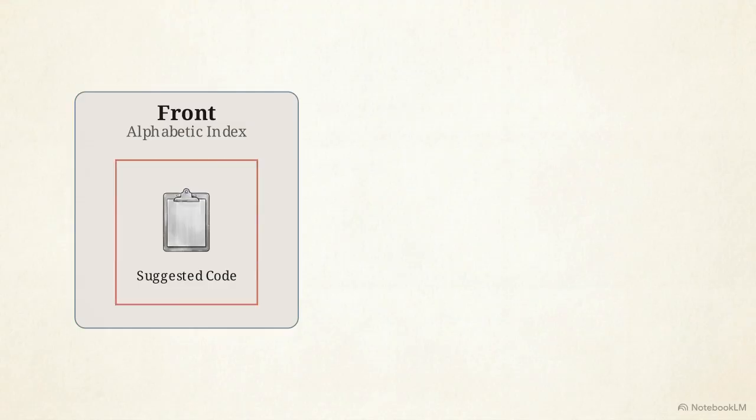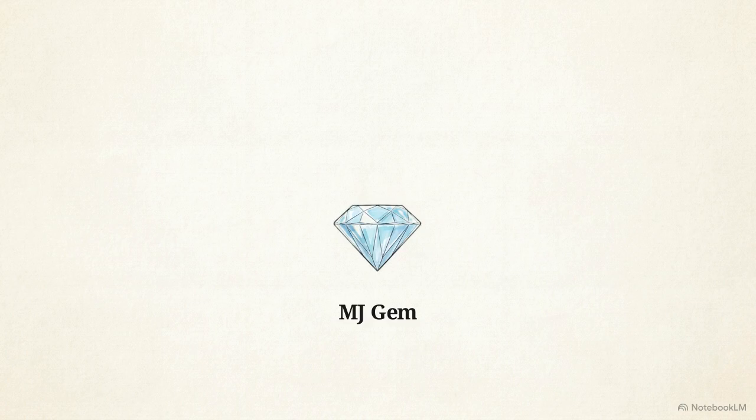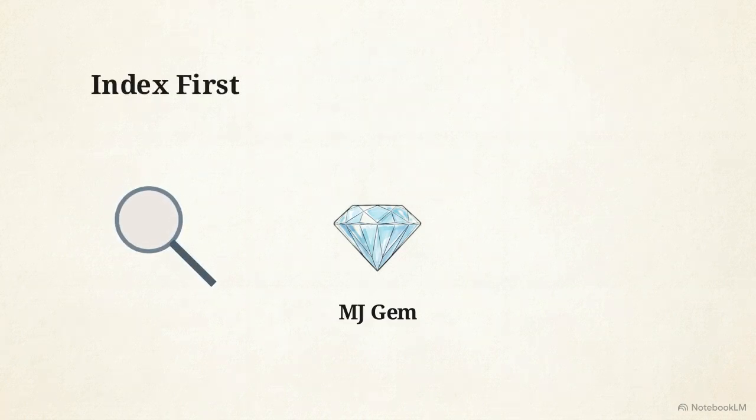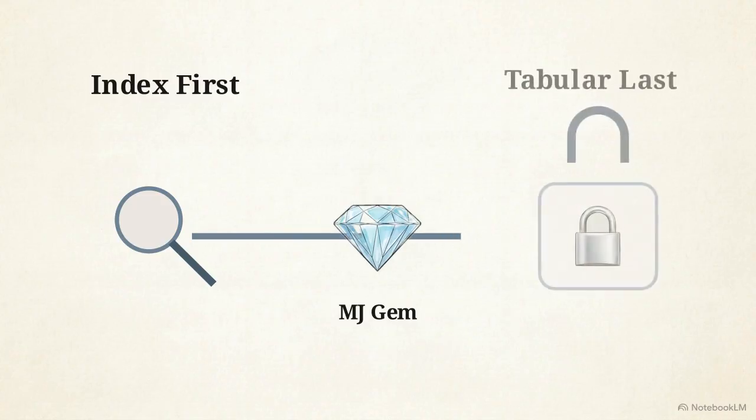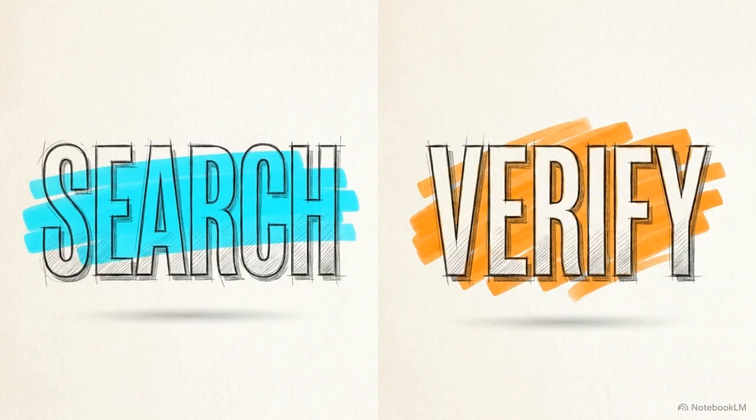Once you have your suggested code from the front of the manual, you must transition to the alphanumeric section in the back, the tabular list. This diagram illustrates a core AMCI memory concept we call the MJ gem, designed to link these sections in your mind. The rule is simple: index first, tabular last. You search on the left and secure your answer on the right. The second half of the rule is index equals find it, tabular equals finish it.